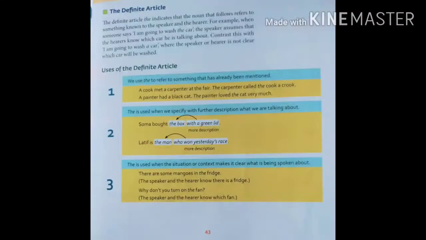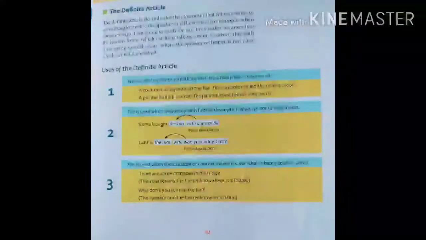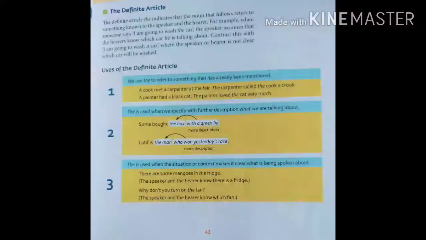In contrast to it, I am going to wash a car. Here the speaker or the hearer both are not clear which car will be washed. Now students, let's know the uses of the definite article. This also we will know point-wise.